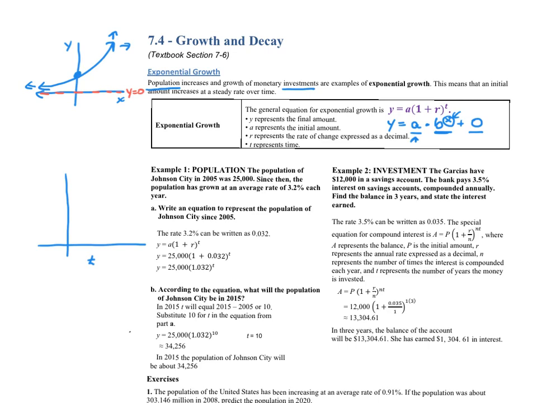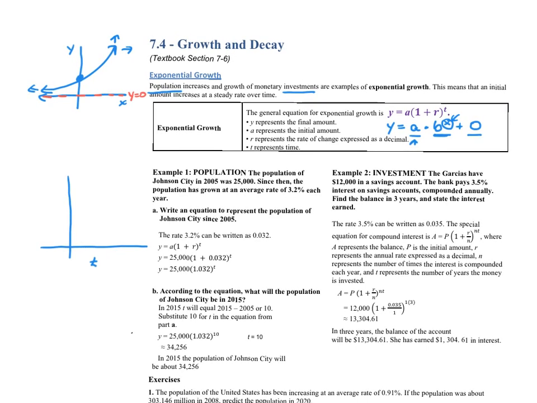But today, in the context of this problem, our independent variable is time, and time has to be positive. It's time in years. And time is positive. So that means that we're only going to see this part of our picture. Our domain is only from 0 moving forward, right? On our y-axis, we are looking at population of Johnson City in people.